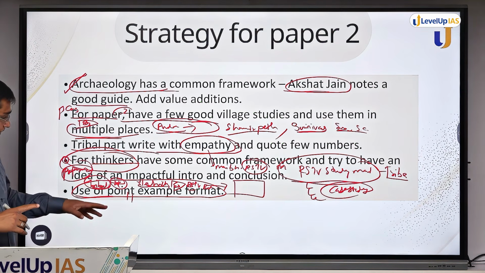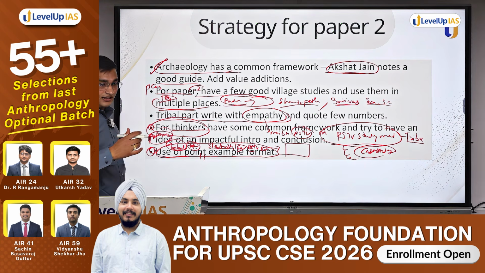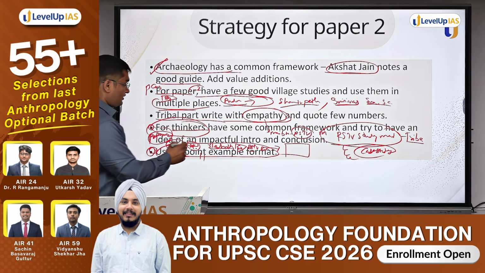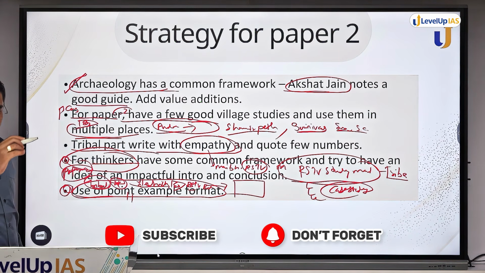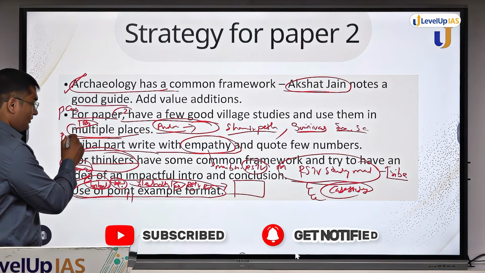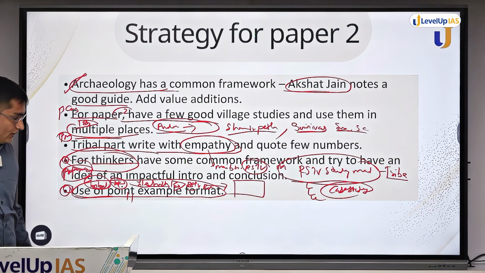It has become a norm in GS papers, but in optional, point example format is used a little less, but in paper 2 it will be useful. So use it, but use it with a disclaimer. For example, this year there was a question on the ILO convention. That was about conceptual clarity. Tell the examiner that I know why India has not signed and what things are there in that convention. So there you will utilize the paragraph. Rest, PM JANMAN questions, PVTG scheme questions, use point example, point example, point example. That will give you more dividend.